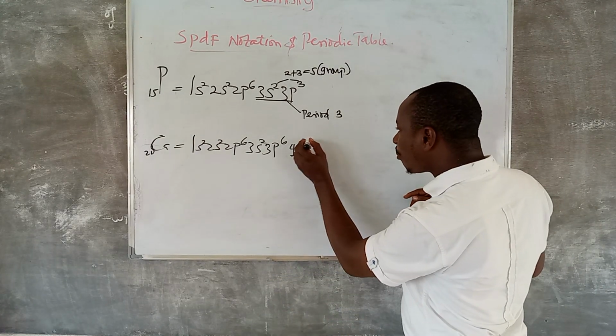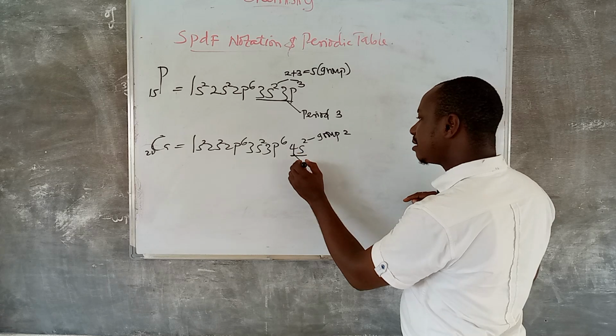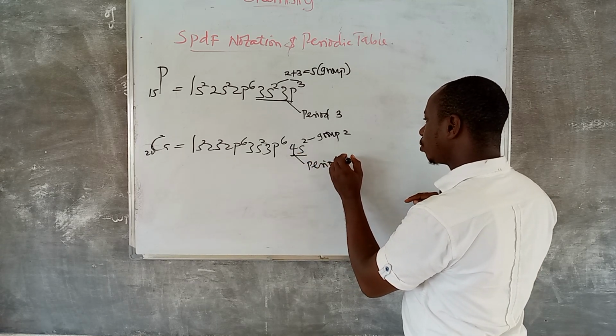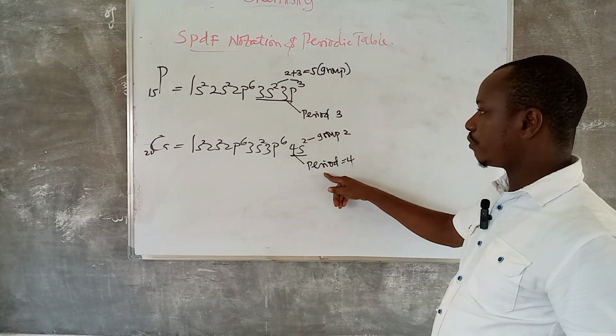So now, this upper one will tell me the group number, group 2, and this lower one will tell me the period to which it belongs, which is period 4. So calcium belongs to group 2, period 4.